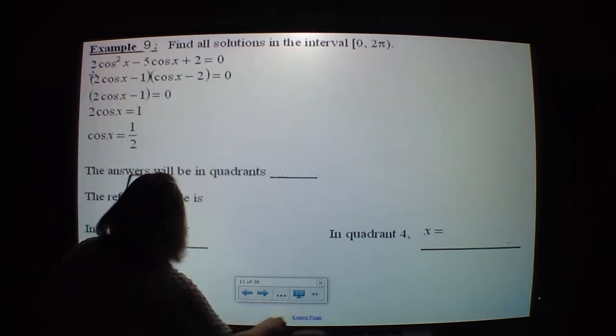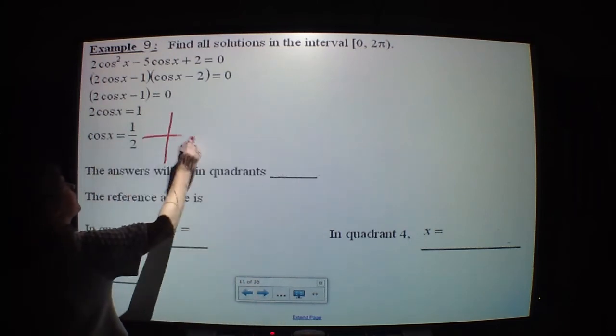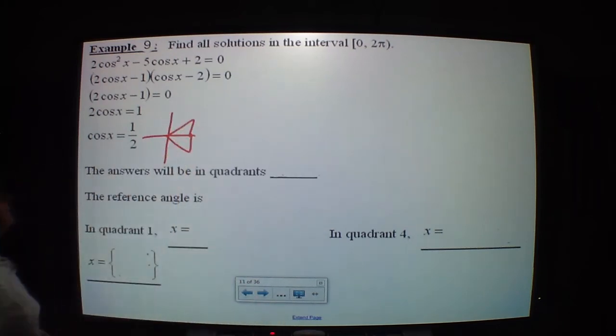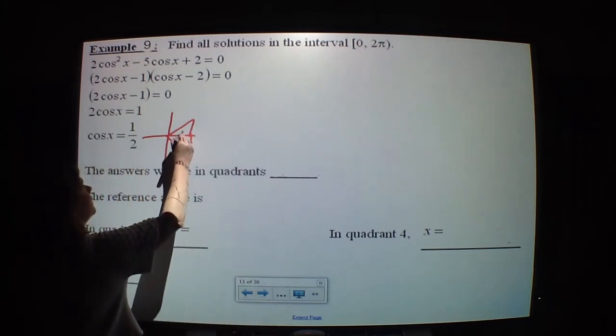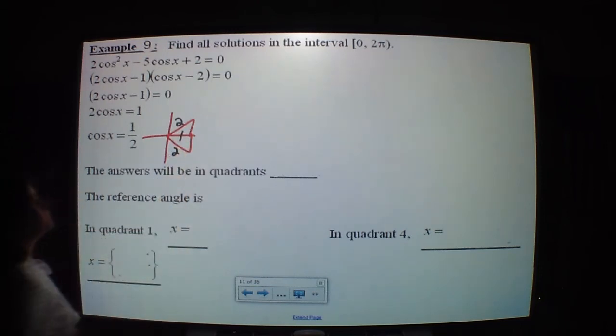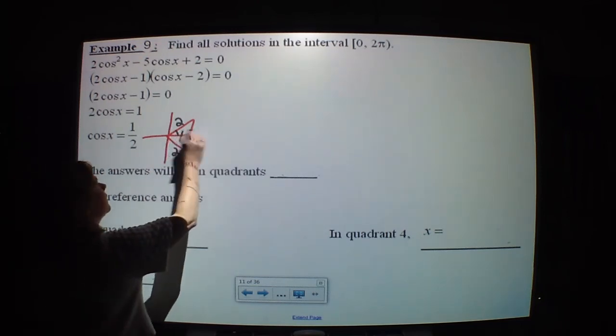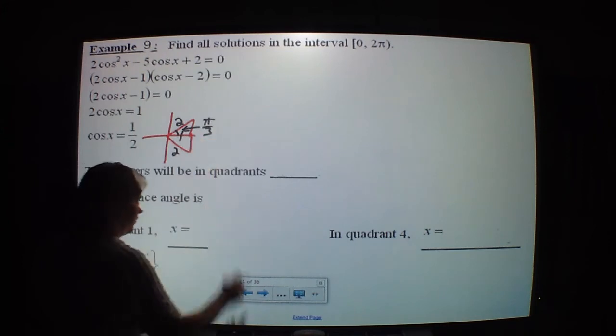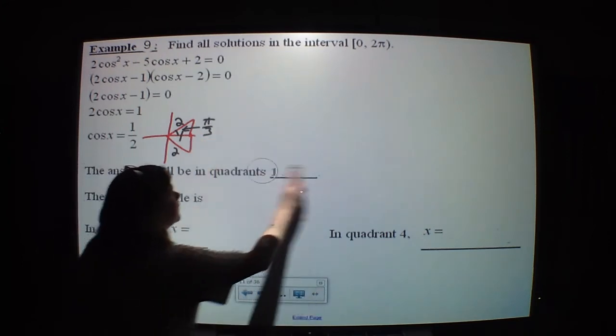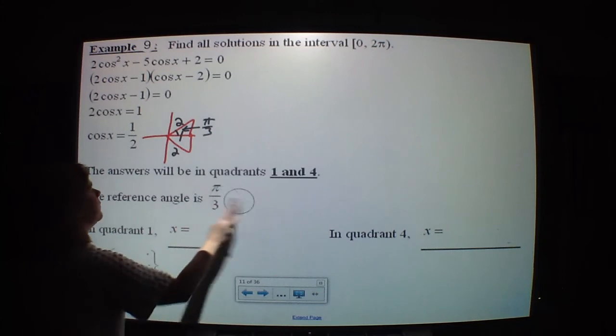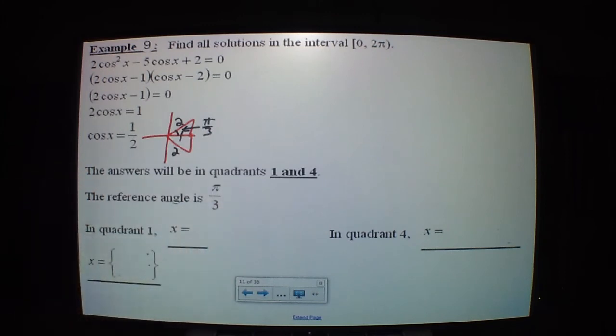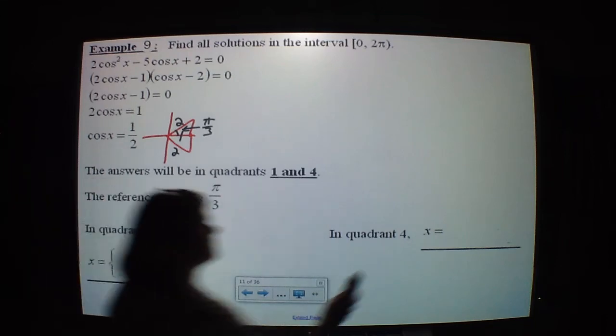So when I do that one, it's positive in the first quadrant and the fourth quadrant, with my adjacent side being 1 and my hypotenuse being 2. So my reference angle is pi over 3. So in quadrants 1 and 4, my reference angle is pi over 3. In quadrant 1, I'm pi over 3. In quadrant 4, I'm 1, 2, 3, 4, 5 pi over 3.